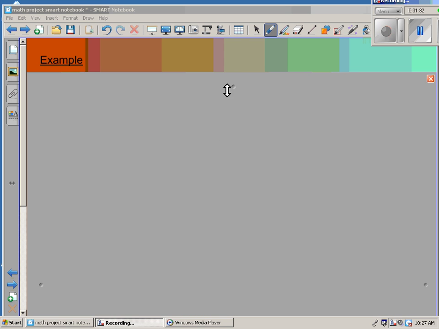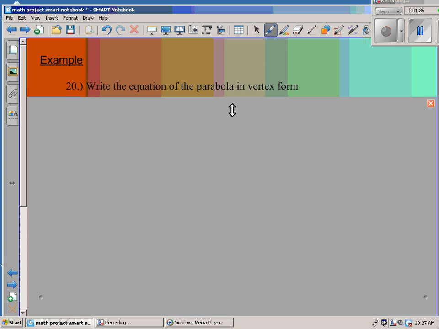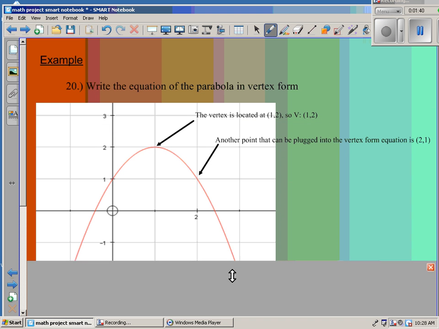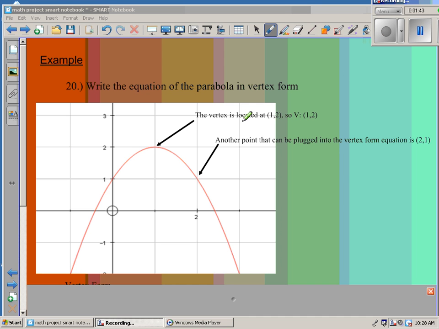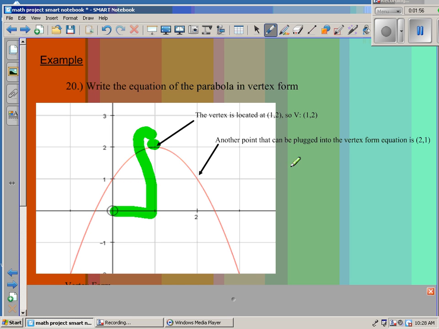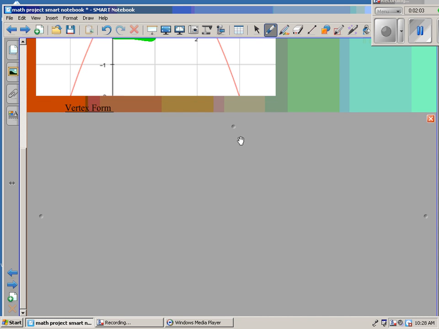Let's do another example. Write the equation of the parabola in vertex form. The vertex of this parabola is located at (1, 2), so v equals (1, 2). So the vertex is (1, 2) right here. And another point that can be plugged into the vertex form equation is (2, 1), as we get (2, 1) right here. So as we learned in the last slide, vertex form is a(x minus h) squared plus k.